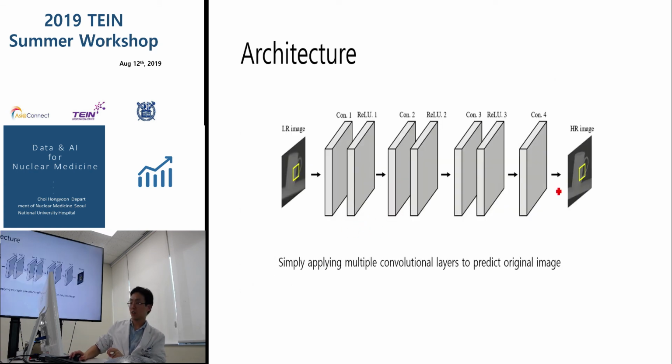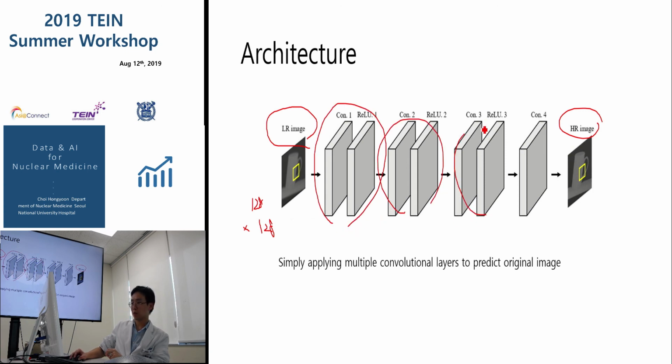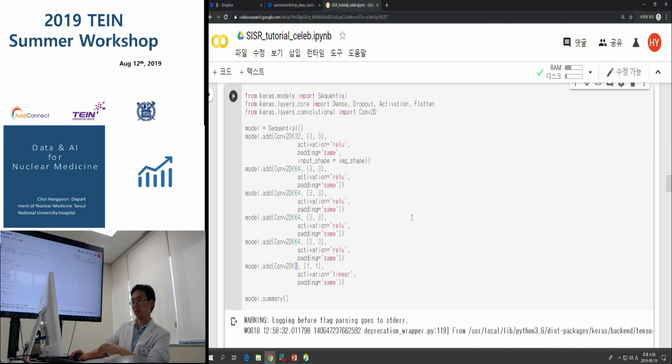This is a brief example of multiple convolutional layers generating the high resolution image. The first input is a low resolution image of 128 by 128. After the convolutional layer and multiple repetitions of the same convolutional layer, the final output will be 128 by 128. The training objective is to find parameters of these convolutional layers to recover the low resolution image to a high resolution image. So this is very simple.